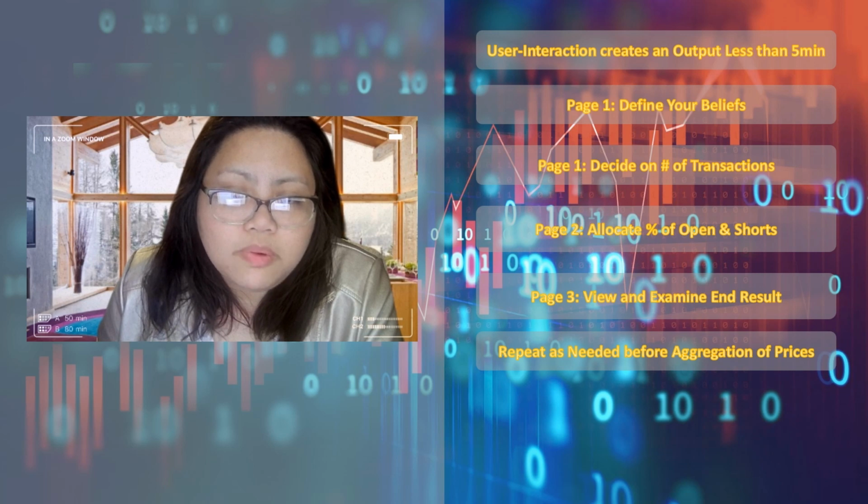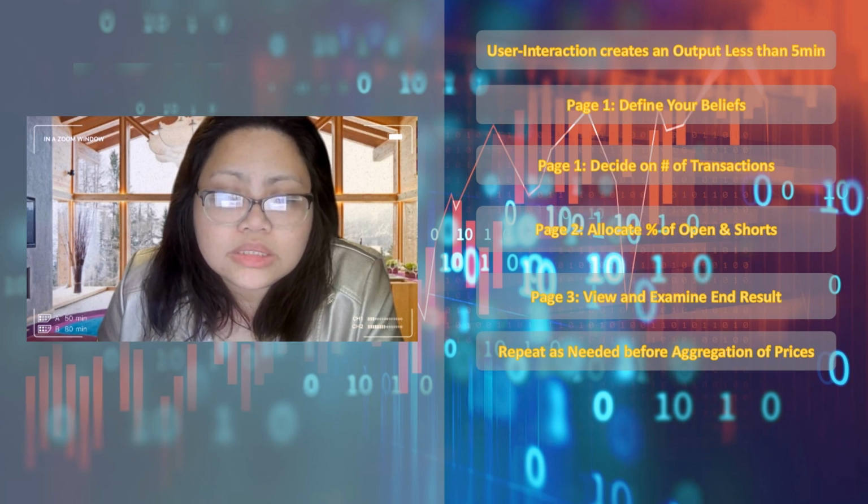So we get this part of the equation right before we delve into actually getting the prices, which could take many hours. You have to tap into the Yahoo Finance database, and the response can be very slow. We want to lessen the time we have to redo our aggregation because we weren't happy with the result. So this part is truly crucial, and we can easily control or modify this part until we get it right.